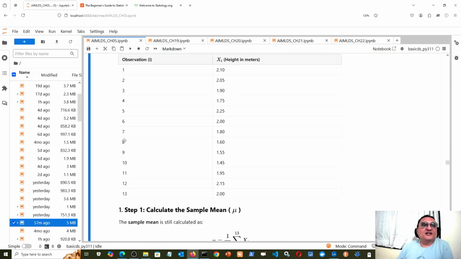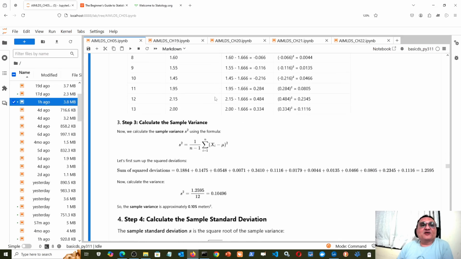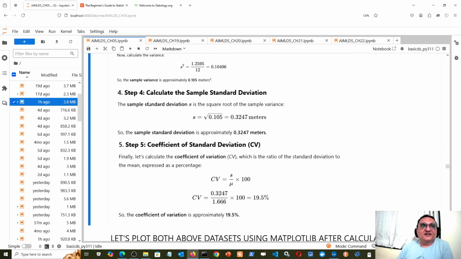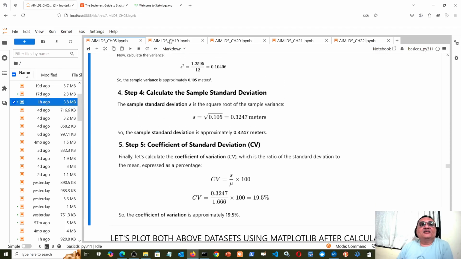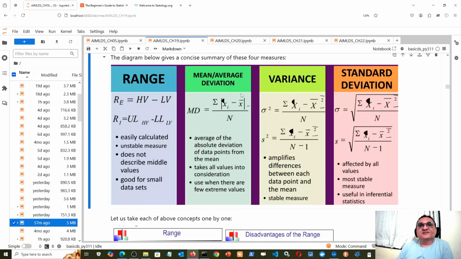That we also saw in that chapter, that if you find the square root of variance, that term is called standard deviation. So sample standard deviation is the square root of variance. That is again just a revision.